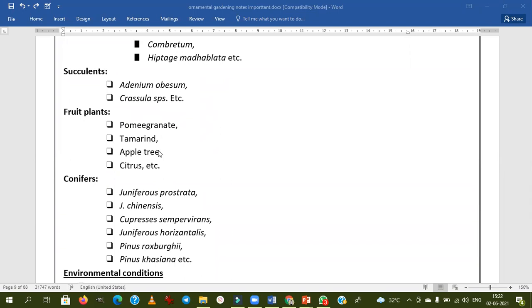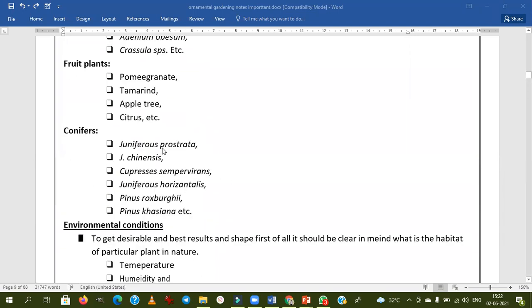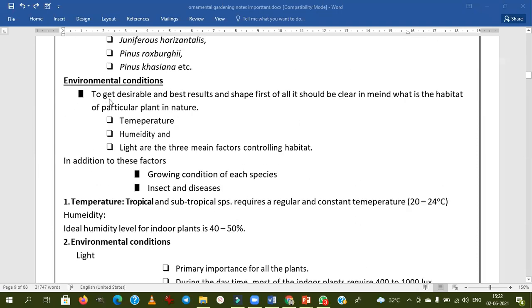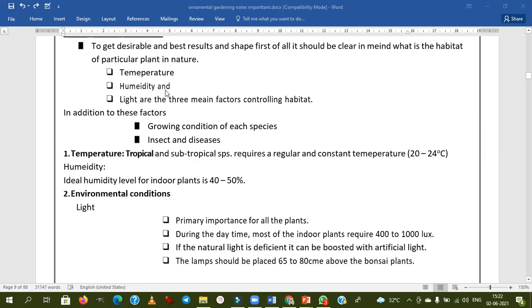Usually, we select the small-leafed fruit crops. And coniferous also we select. With respect to environmental conditions, while making the bonsai, what should be the environmental conditions? They won't ask this much in-depth questions. For your information, we'll discuss now.